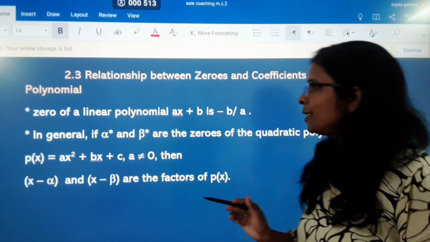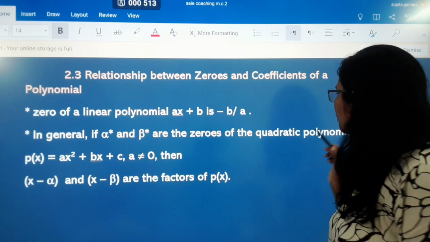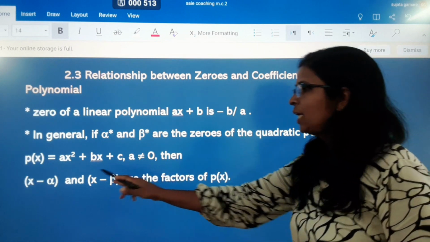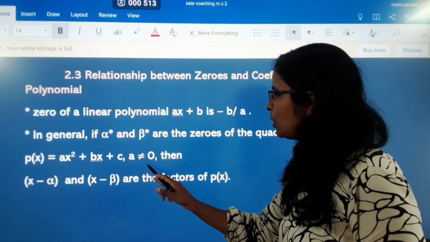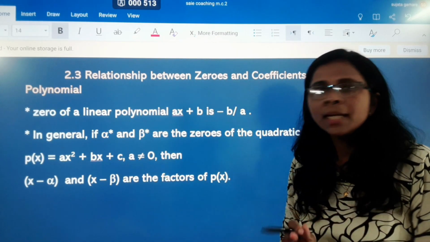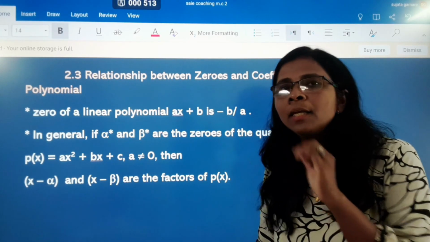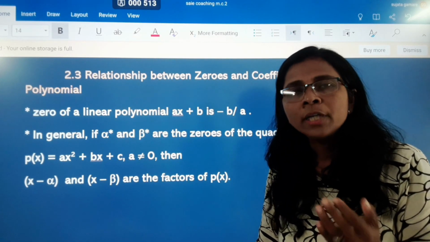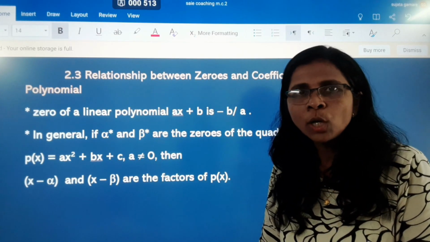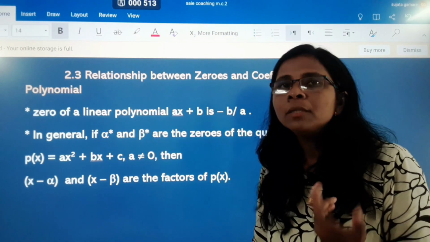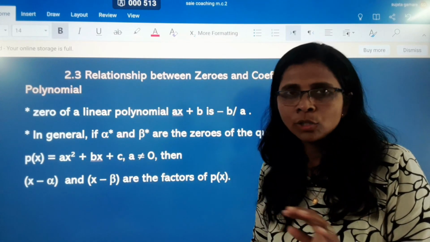Okay, then next one, in general if alpha and beta are the zeros of the quadratic polynomial p of x is equal to ax square plus bx plus c, where a is not equal to 0, then बघा इथे काय म्हटलंय त्यांनी, काय सांगितलंय की इन जनरल अल्फा अँड बीटा हे जर आपले झिरोज असतील, क्वाड्रॅटिक पॉलिनॉमियलचे झिरो असतील. Suppose in general we write the quadratic polynomial as ax square plus bx plus c is equal to 0, and the condition applied is a is not equal to 0.